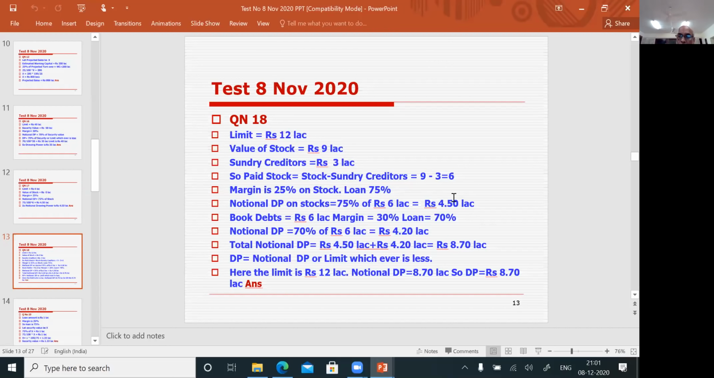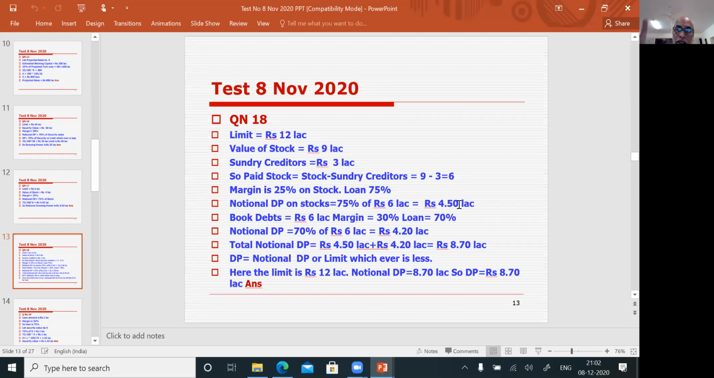Now you find out notional DP on book debts. Book debts is equal to 6 lakhs. Margin is 30%. Loan is 70%. So notional DP on book debts is 70% of book debts, which is 6 lakhs. So 70% of 6 lakhs is equal to 4.20.